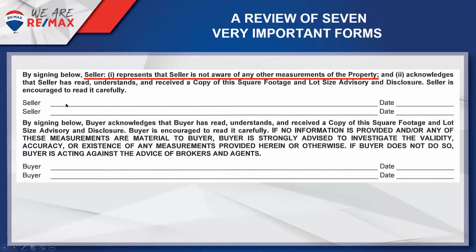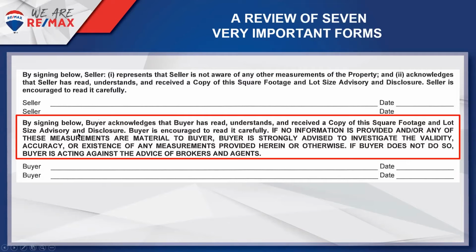In fact, when the seller signs this, they're representing that they're not aware of any other measurements of the property. They're not aware of anything else that provides data about the size of the property. Better to disclose all than to hold one back and then have that bite you later.